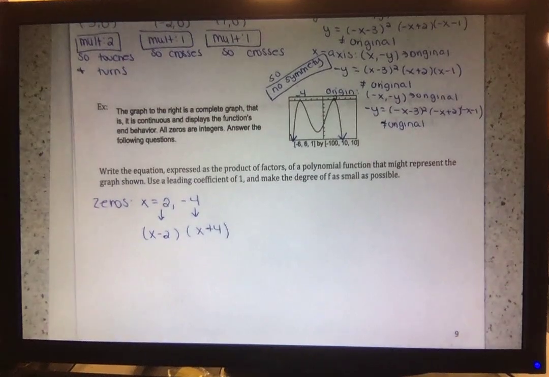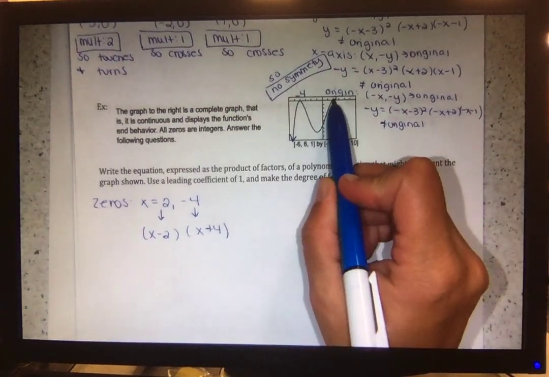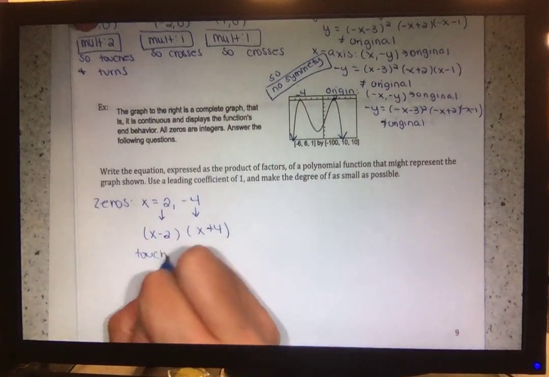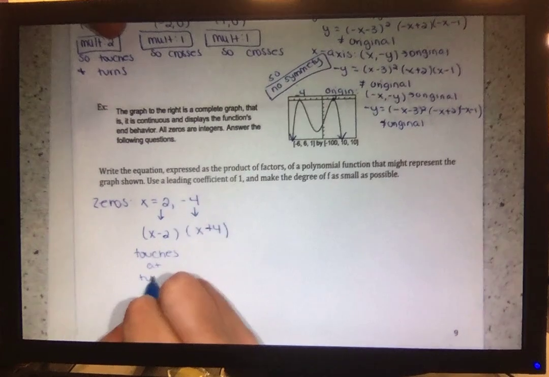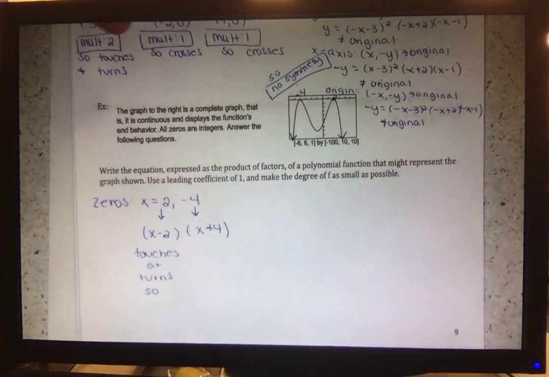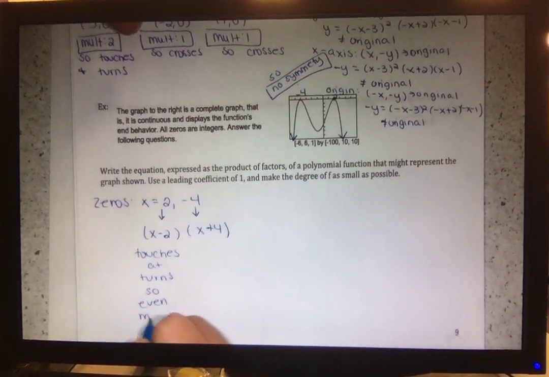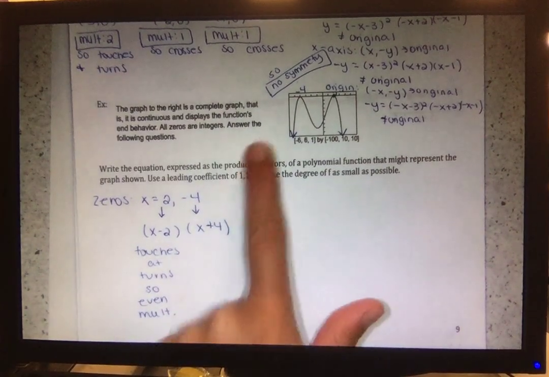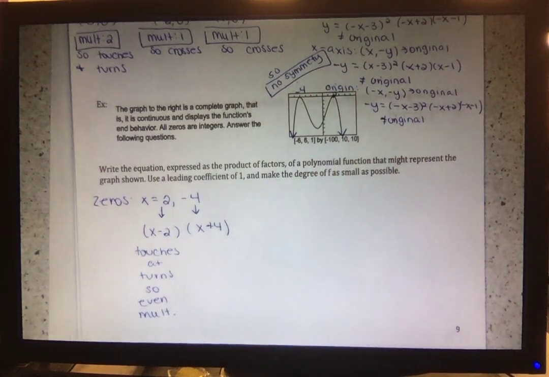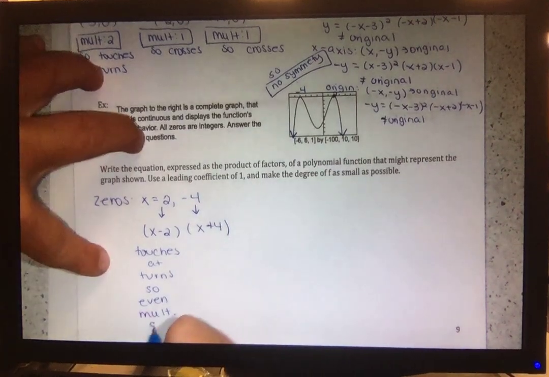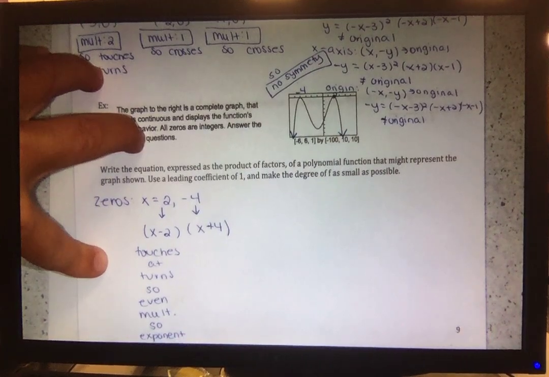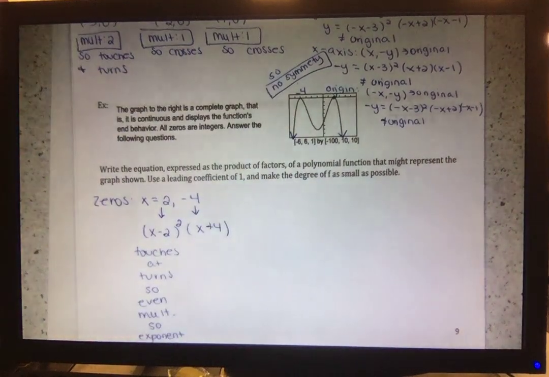All right, so at x equals positive 2, is it touch and turn or does it cross through? Touches and turns. So which means? Squared. Yeah, so it's even multiplicity. So it bounces. Even multiplicity. So notice it says make the degree as small as possible. So it's our smallest even number? 2. So it has an exponent of 2. If it's 0, it wouldn't be a zero.